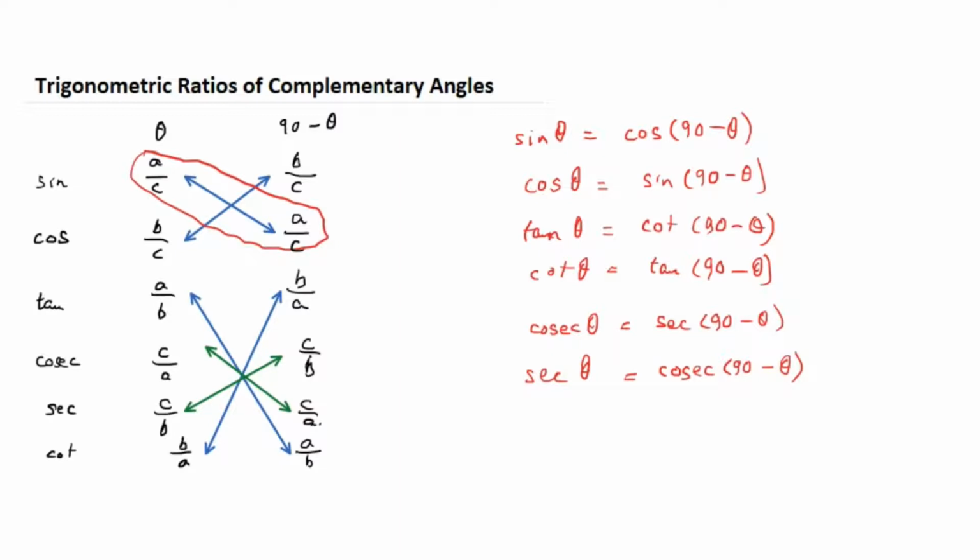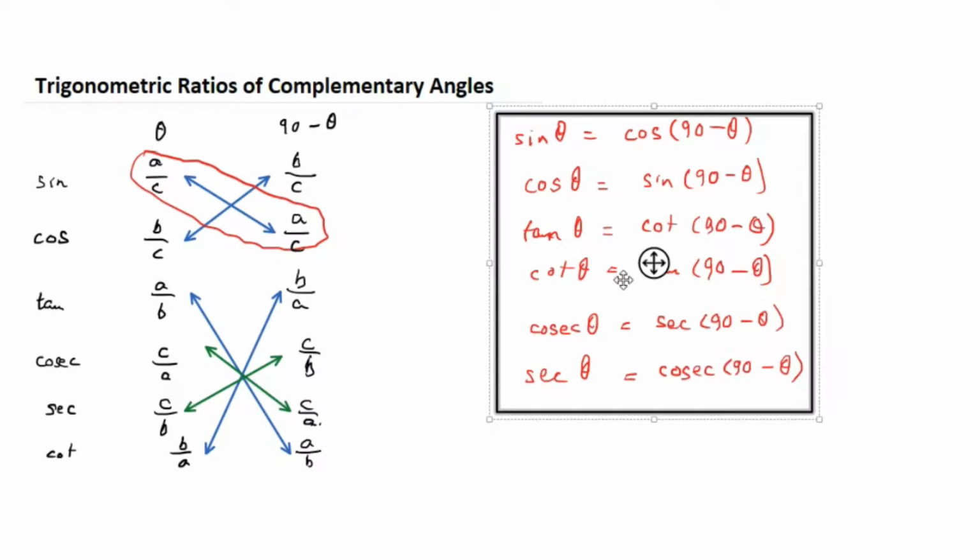So in short, these are your complementary identities, or trigonometric ratios of complementary angles, which are also called cofunction identities. And they are called cofunction because these are the complementary functions of each other.